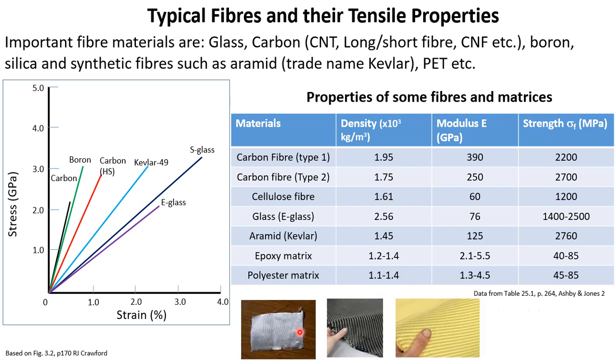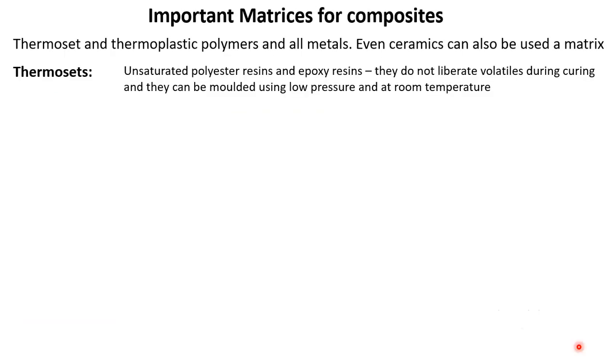These pictures show the three main fibers. This is the glass fiber, how it looks, the carbon fiber, and this is the aramid fiber. Now let's look at important matrices for composites. Both thermoset and thermoplastics can be used for making matrices. Even metals can also be used for making matrices, but here we are mostly talking about polymer based composites.